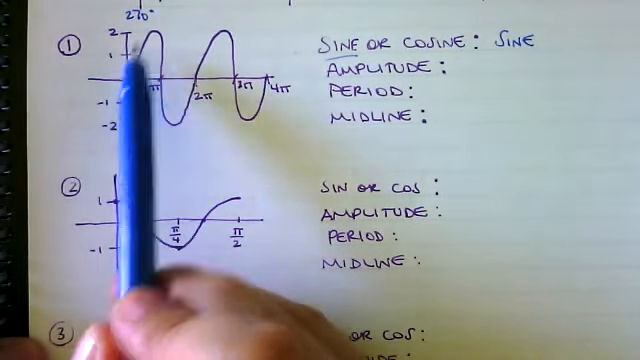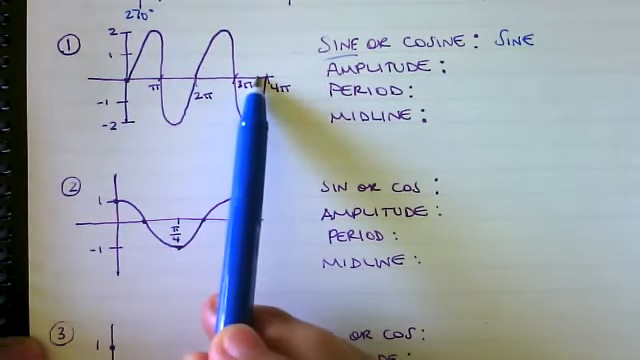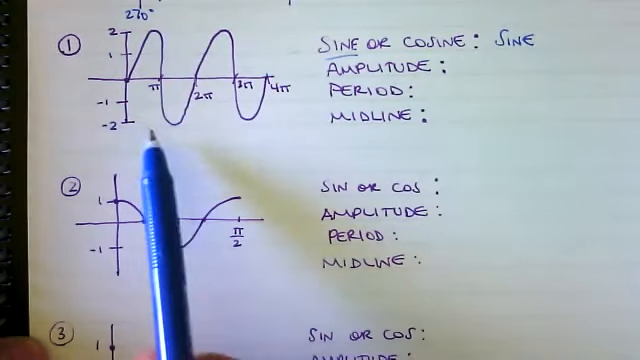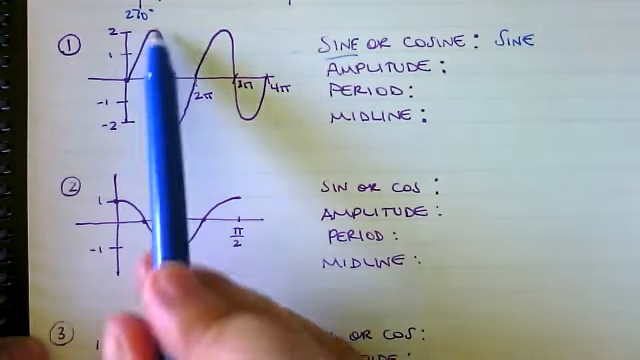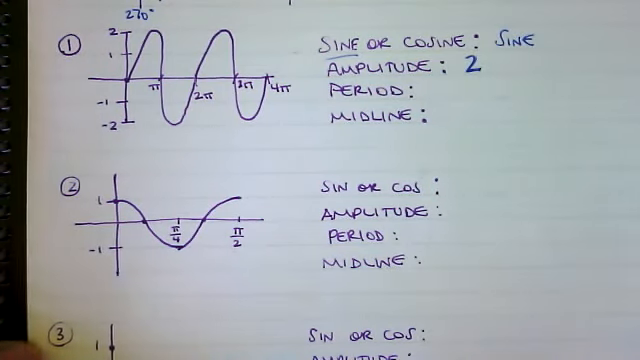So here I'm going up 1, 2. I also go down 2. So again, you can either count from the middle or count the whole thing and divide it by 2. So the whole thing is 4. If I divide that by 2, my amplitude is going to be 2. So amplitude, again, is just your height. Okay, it's half of the height.